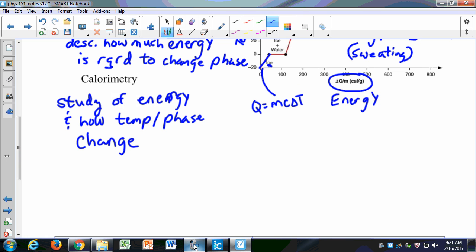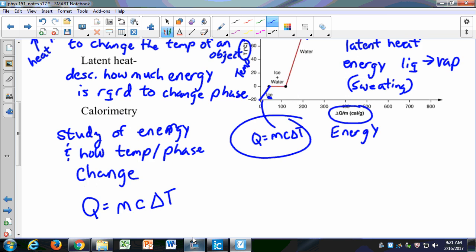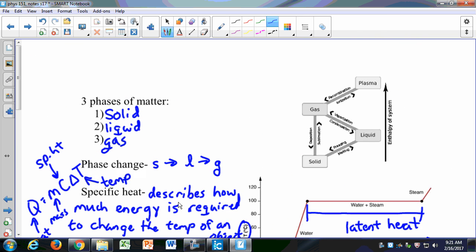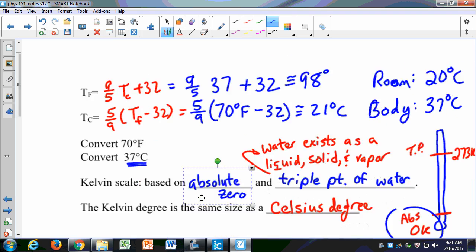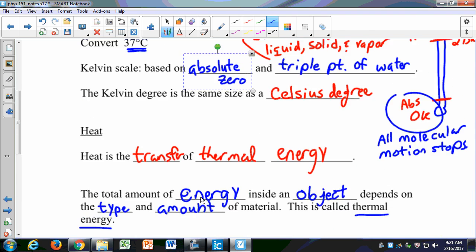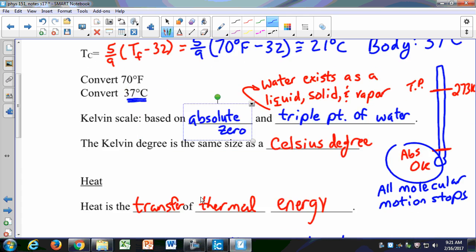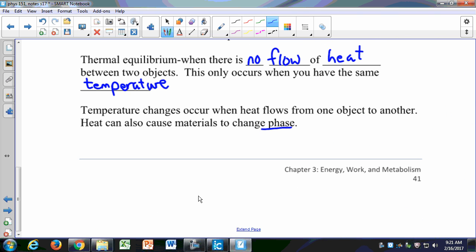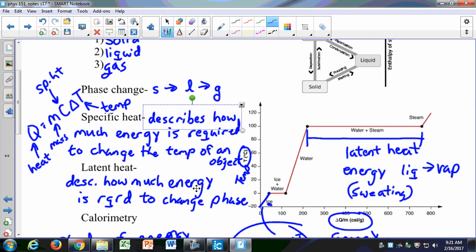We often use this equation, Q equals MC delta T. You're not going to have to do any calculations, but I do want you to be familiar with this. And I think that we've already actually covered this. Am I right? Let me go back up and see. Did we cover Q equals MC delta T? I told you what all the things were? Oh, yeah, okay, yes, all this business.